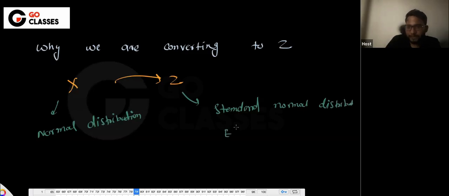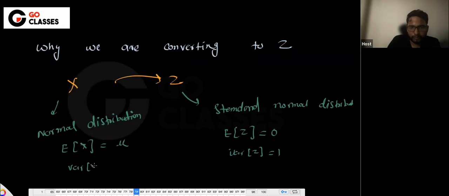Which means expectation of Z is 0, variance of Z is 1. Here, expectation of X is mu and variance of X is sigma square. Why are we doing it? I mean, why do we at all need to convert from X to Z? Let's just answer this. Actually, the answer is very simple.